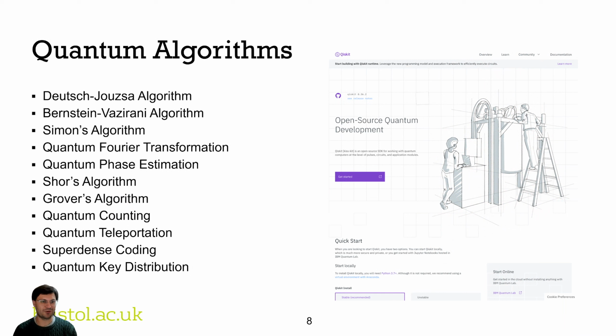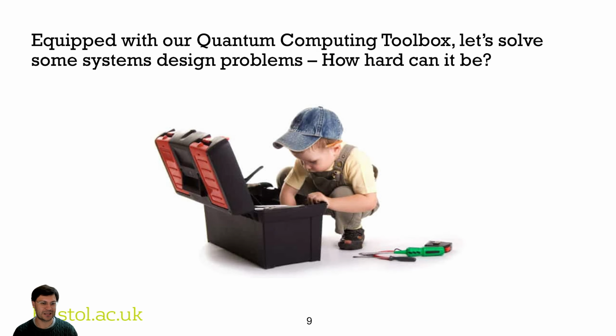And there are numerous algorithms that have been created over the past 20, 30 years. And we're now in a mode of exploring which ones are suitable for our types of engineering design problem. And the one that we've been focusing on here is Grover's algorithm. So we're taking that quantum computing toolbox and looking to say, well, how hard can it be? How can we apply it to a systems design problem? What are the challenges in doing so?